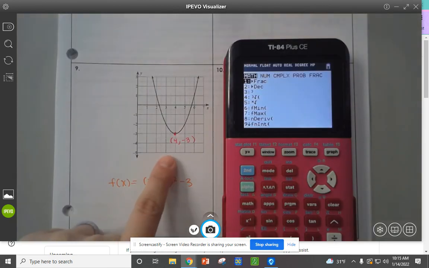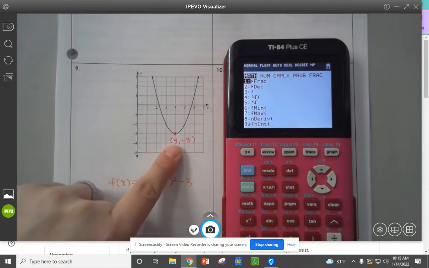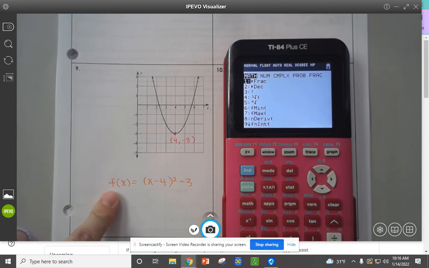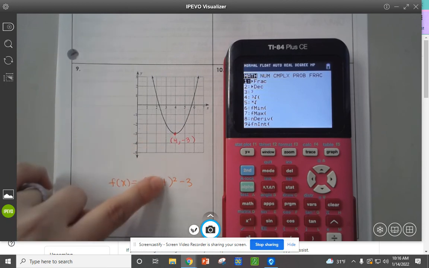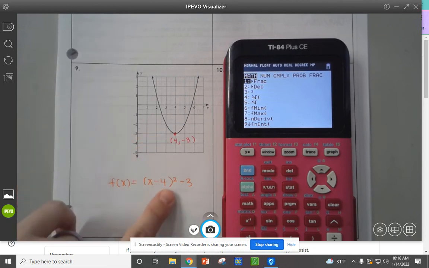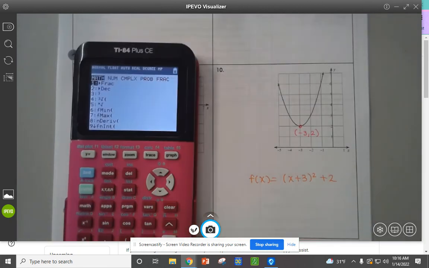All right, on number 9, you should have identified the vertex as the point 4, -3. And so then in the equation, we have f of x equals x -4, because remember we switched the x value, squared, and then -3. Any questions on that? And number 10, your vertex is -3, 2. So our function is f of x equals x plus 3 squared plus 2.